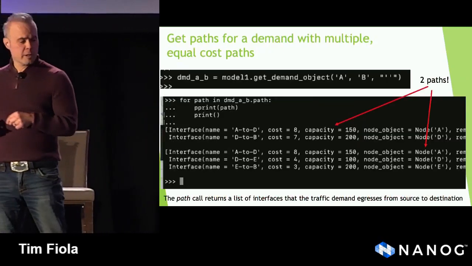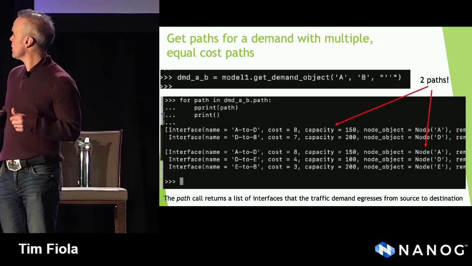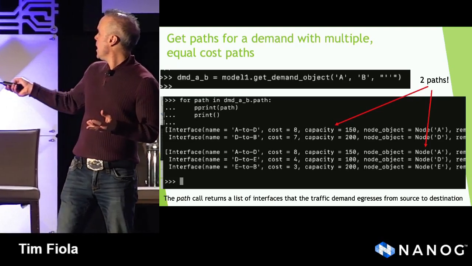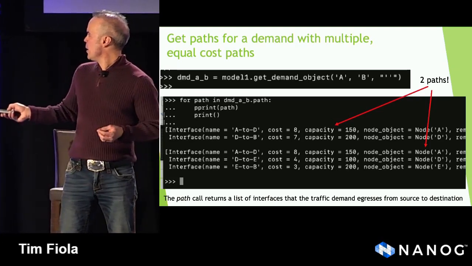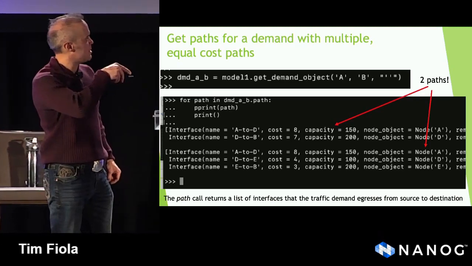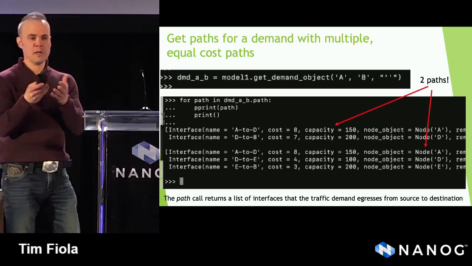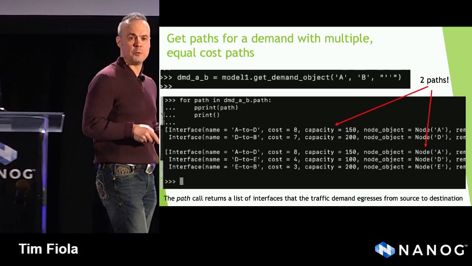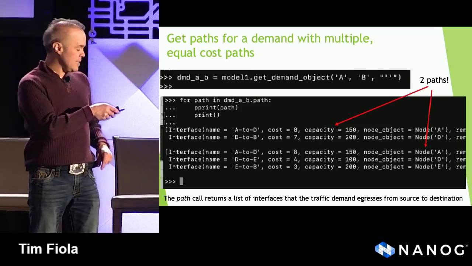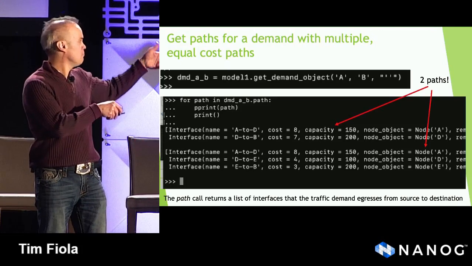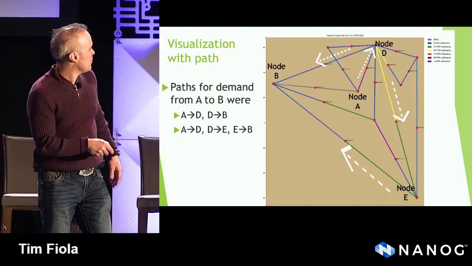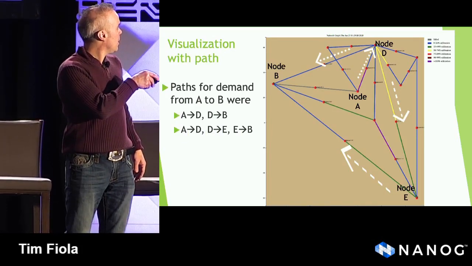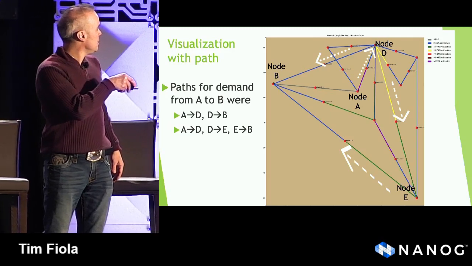Okay, so real quickly here, because I'm about 1 minute over, I think. What I did here is I grabbed a demand from the model, from A to B, and I'm using the path call from the demand to tell me, hey, what path or paths does this demand take across the network? And there are two equal cost paths. One from A to D and D to B, and one that's got 3 hops. Here are those paths kind of visualized. Node A, D to B, and node A to D to E to B.